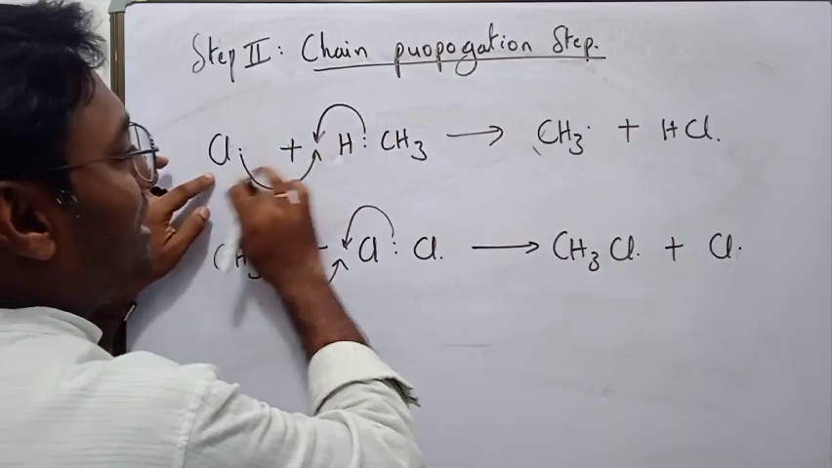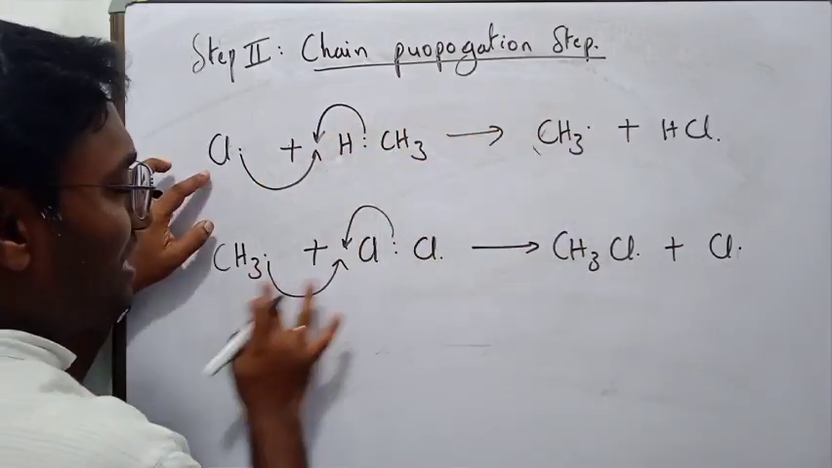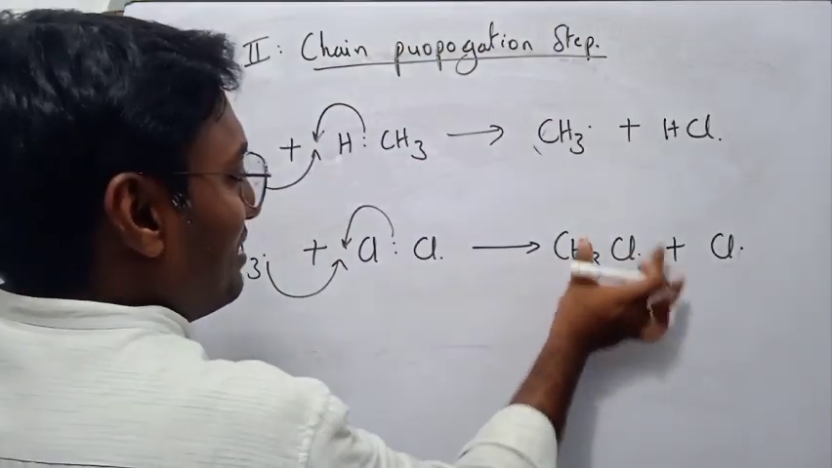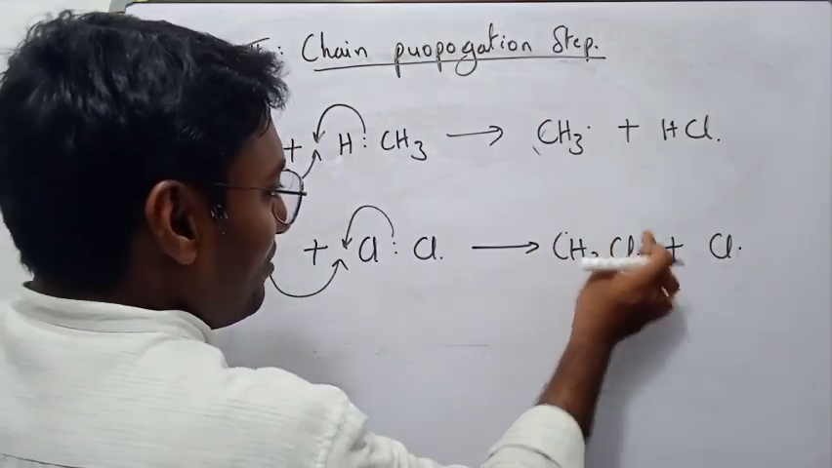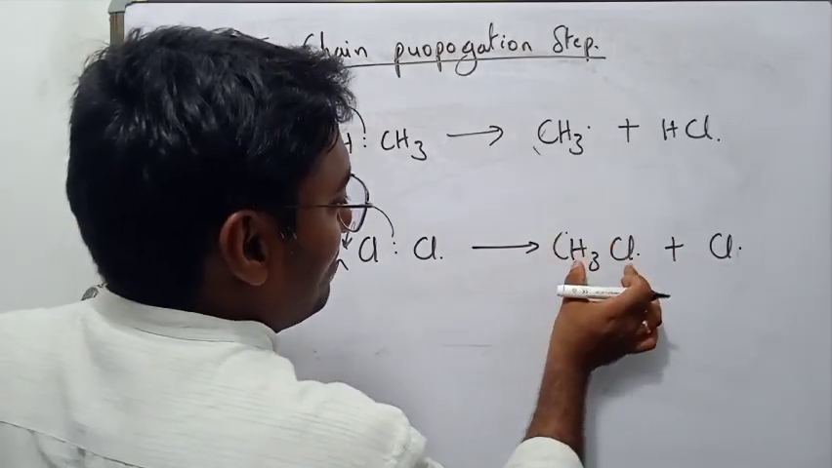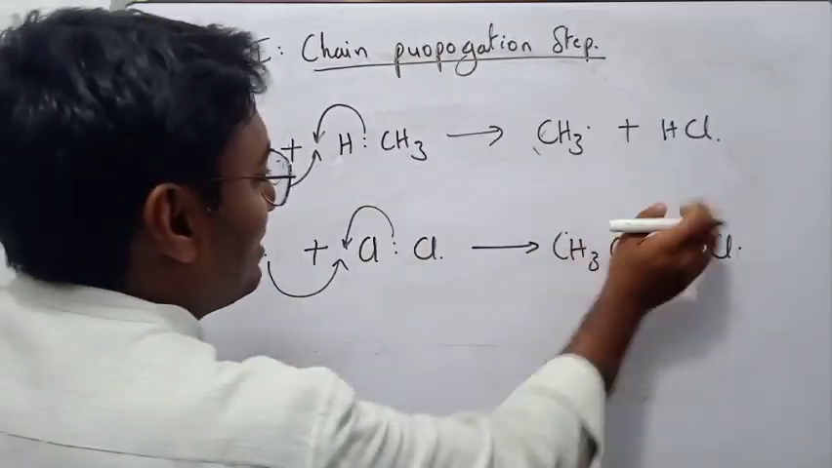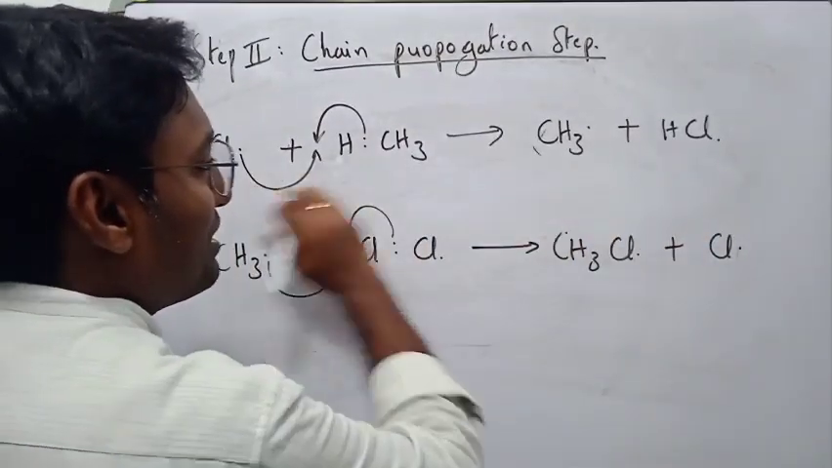Again the chlorine free radical will react with methane. A methyl free radical will be formed. The methyl free radical will react with chlorine. Monochloromethane will be formed. So in this way this step will continue like a cycle. It will keep on going.